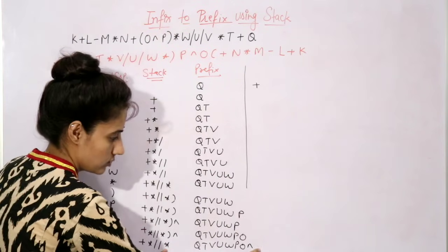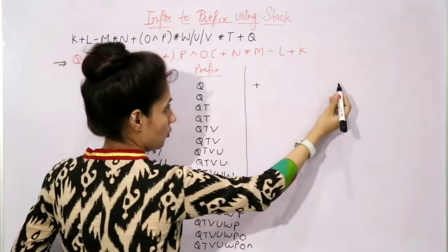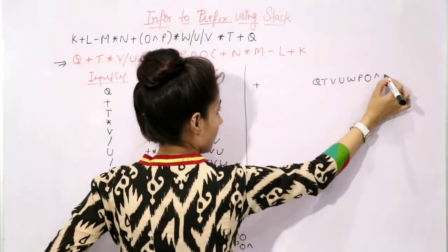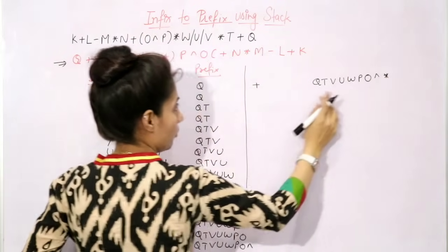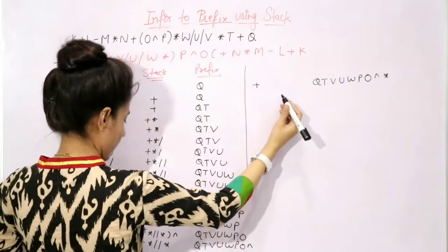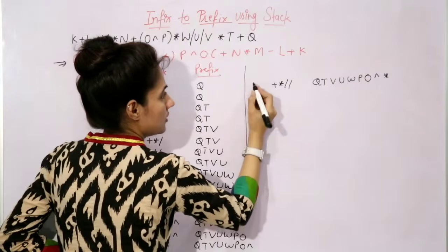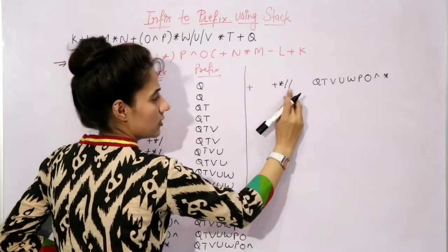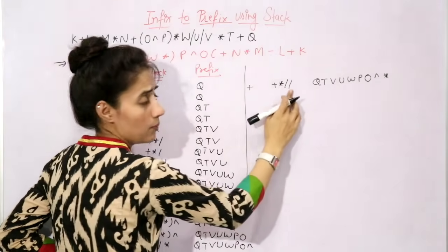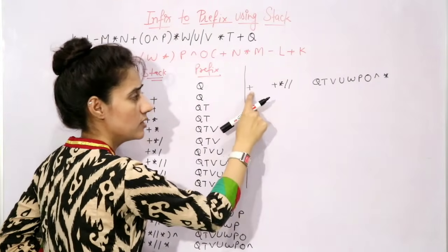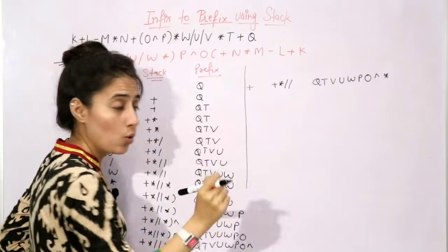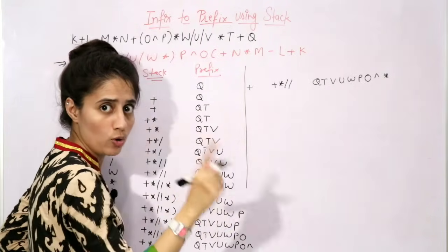Now after this, the prefix expression would be, now multiplication we have popped out. Now in the stack I have, and this is the incoming operator plus. Now again check, the new top of the stack is this one. Again check for the precedence. Still the incoming operator has lower precedence than the top of the stack. So you cannot push it.